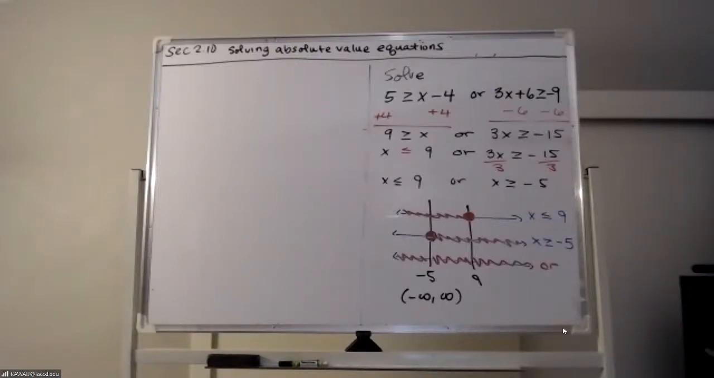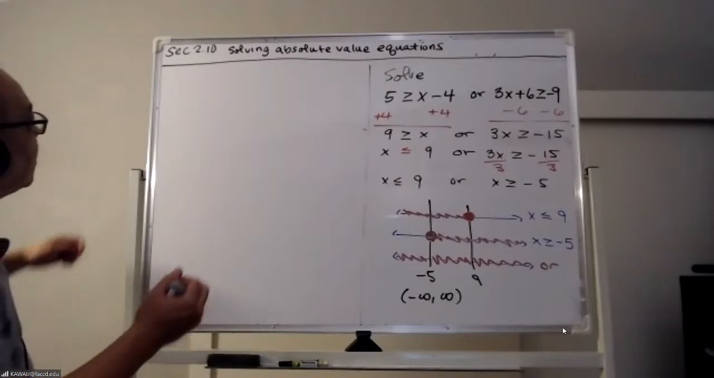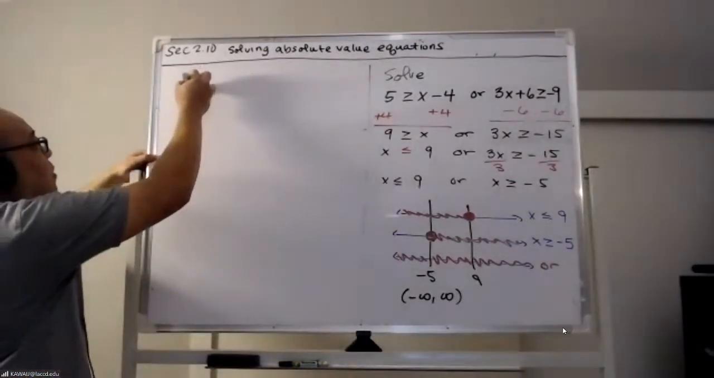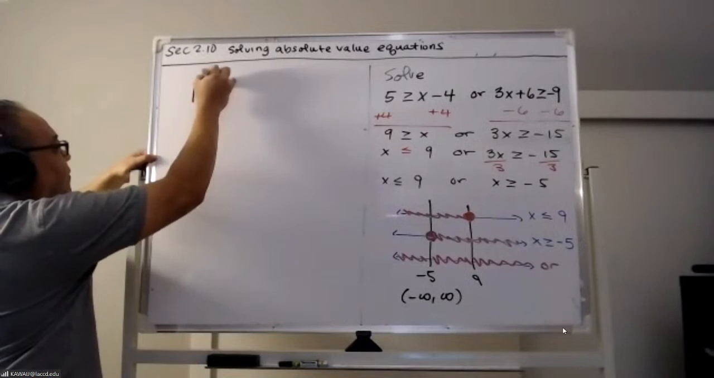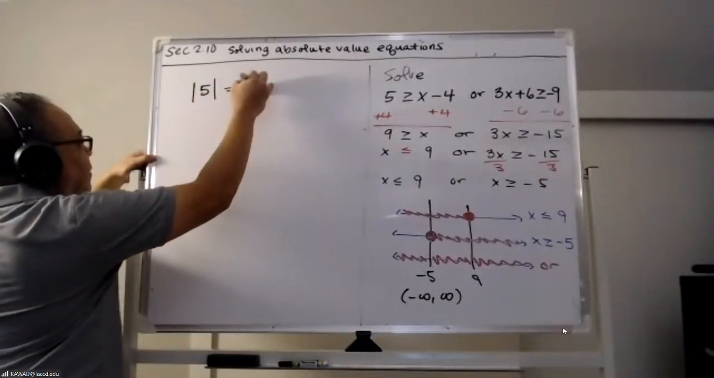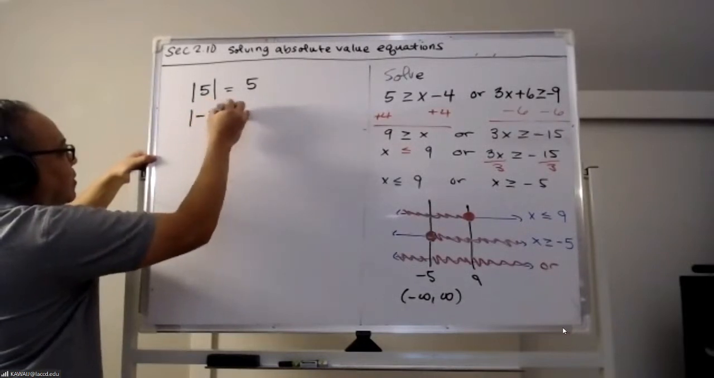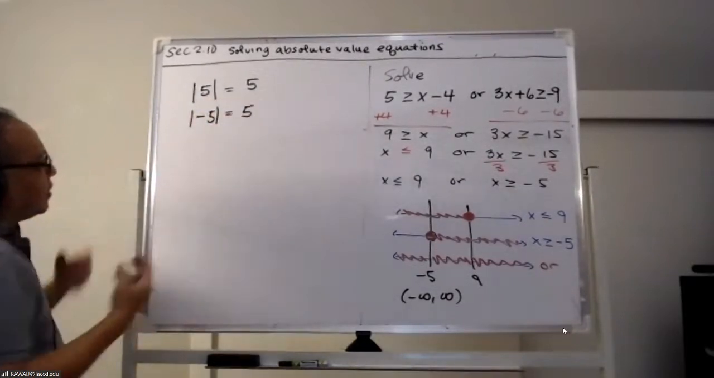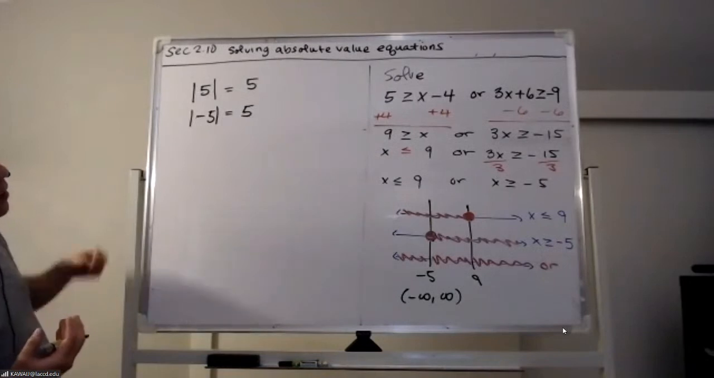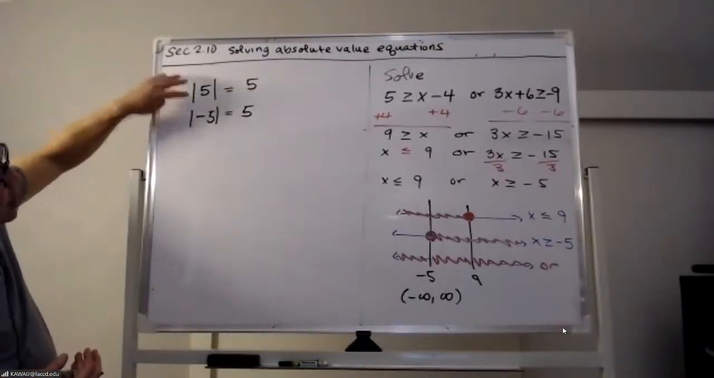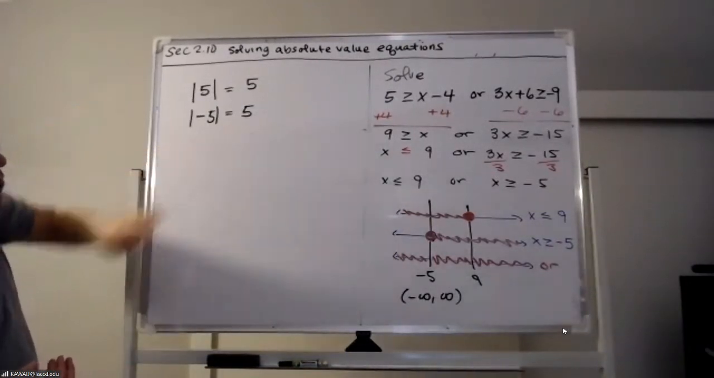Okay, so what we're going to talk about now is absolute values. Now, the absolute value of 5 is equal to 5, and the absolute value of negative 5 is equal to 5. That's the way we're used to thinking about it. I give you this left side, and you give me this right side.